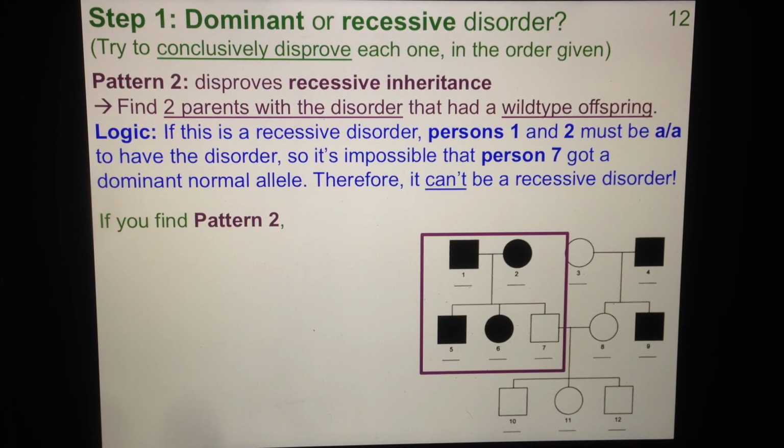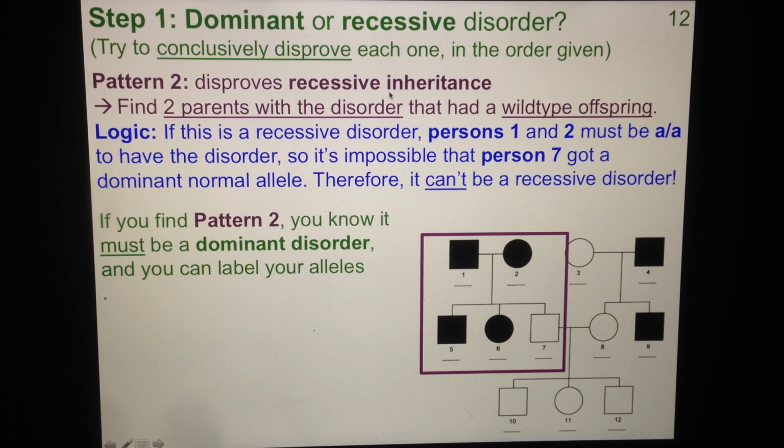So if you find pattern 2 anywhere in your tree, then you know it must be a dominant disorder since you rejected recessive, all right? And you can just label your alleles. You can know for sure that, okay, it must be the dominant one that causes the disorder, and then it's recessive that's normal, which is why it kind of was hiding in the parents. It showed up later on, all right? So if you can find pattern 2, you've proven that this is true here, you can move on to step 2, okay?